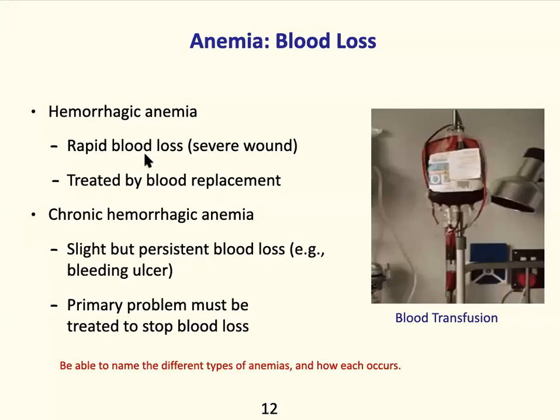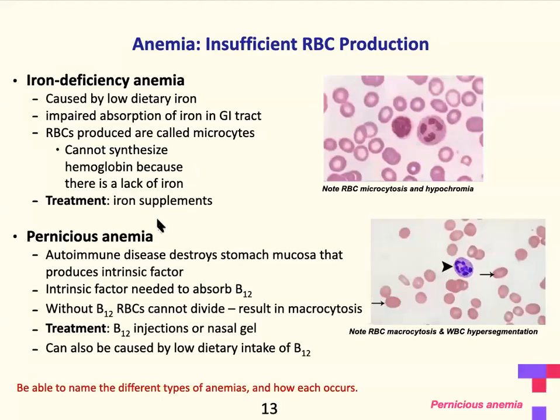Okay, so this is what we just discussed: hemorrhagic anemia from rapid blood loss, usually treated by just blood replacement transfusion. Whereas you can also have a chronic cause, the example I gave was a bleeding ulcer. And the treatment of that will be to treat the ulcer to stop the chronic blood loss. And as I also mentioned before, anemia due to insufficient red blood cell production, we can have iron deficiency anemia.